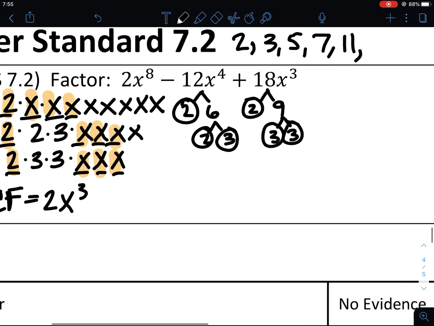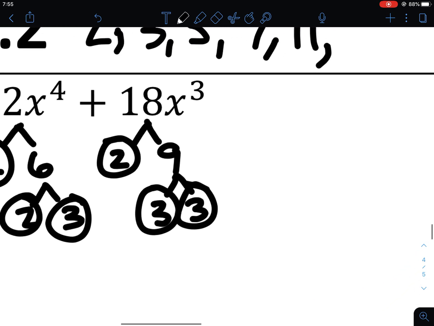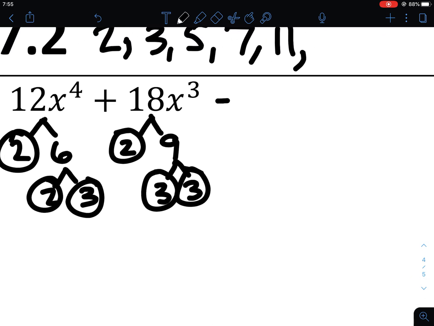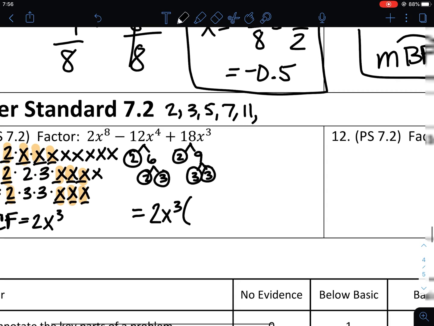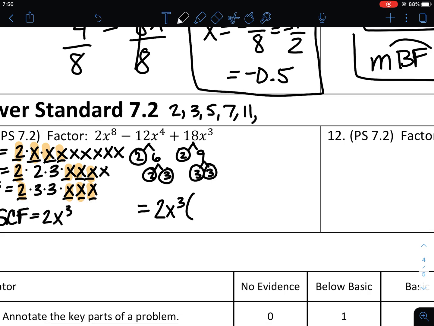So when I factor 2x to the 8th minus 12x to the 4th plus 18x to the 3rd, that greatest common factor comes on the outside. I'm actually going to rewrite this down at the bottom so that we have room. So that's going to be equal to 2x to the 3rd times whatever's left over in each of the terms. Please watch your signs. 2x to the 8th was positive, and therefore I'm left with a positive x to the 5th. There's 5 x's left over. That's x to the 5th.